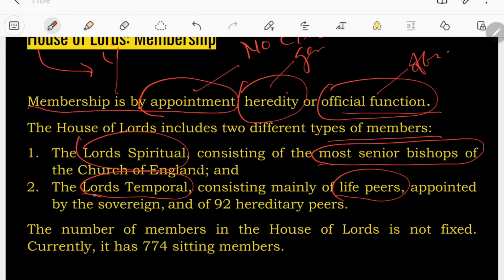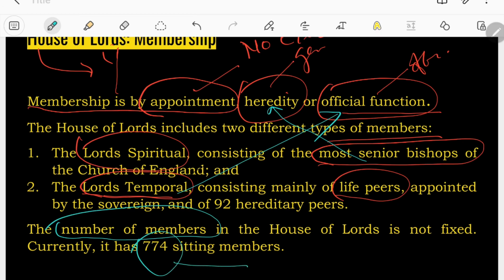So for the appointment of Lords Temporal, the official function works. And for the appointment of the most senior bishops, heredity works. So that is the way you can understand here. There is no fixed number also. But at present, the total number of sitting members of the House of Lords is 774 here. So it is a non-elected body.